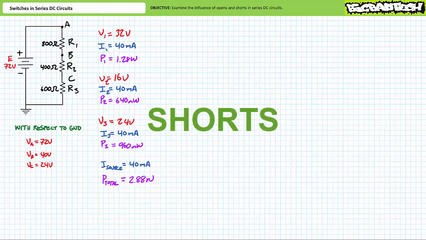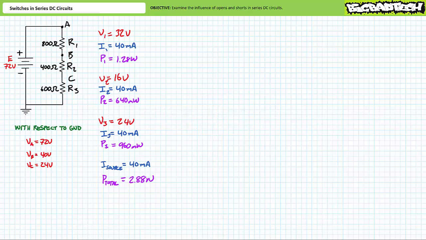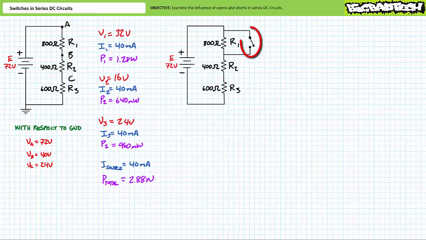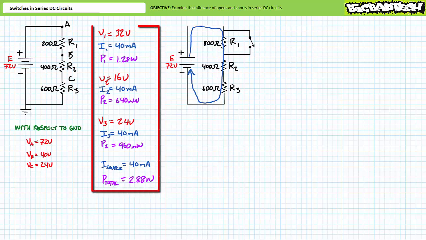Moving on, let's now examine shorts inside series circuits. A short is a low or 0 ohm resistance path in parallel or around an element. Consider our original series circuit, only this time we include an ideal 0 ohm switch in parallel with R1. With the switch open, no current can pass through the switch and all current will be restricted to the original series circuit. All our previous observations will remain true.